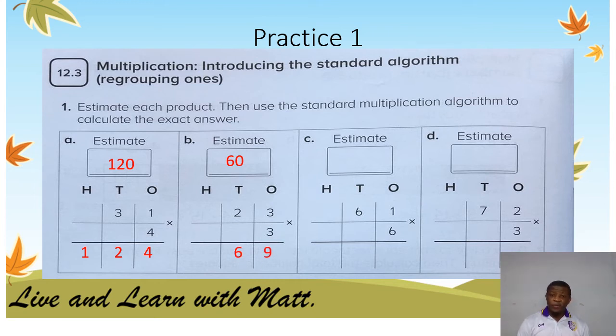Part C. 61 times 6, we estimate it to be 60 times 6, which is 360. Now, the exact will be 366. Part D. Estimates will be 70 times 3, which is 210. And the exact will be 216. Write it down, everybody. And let's continue with number 2.